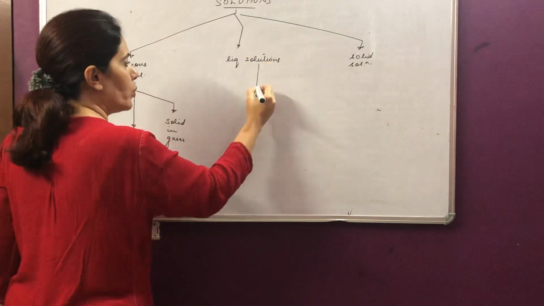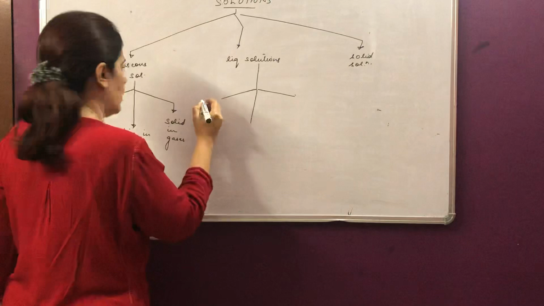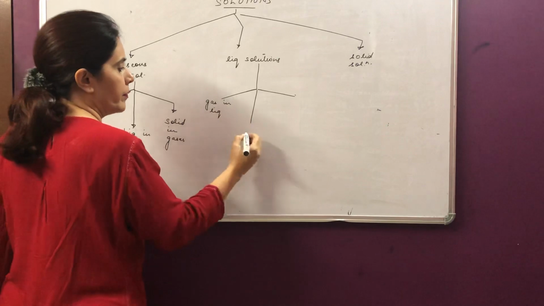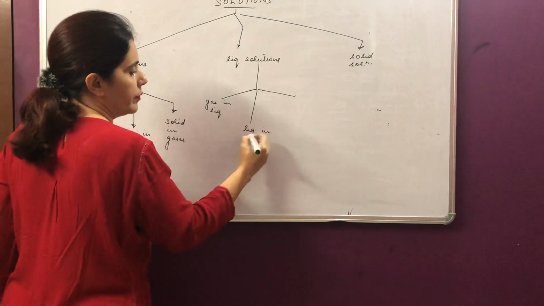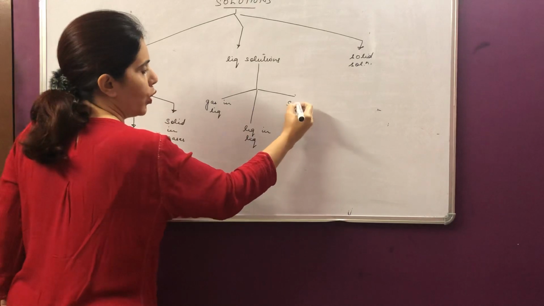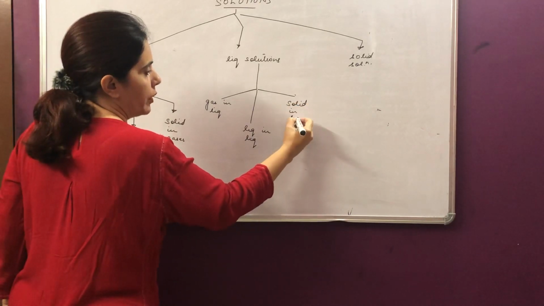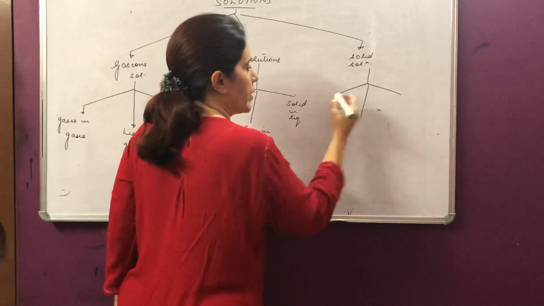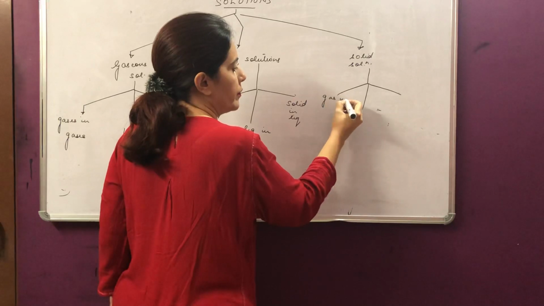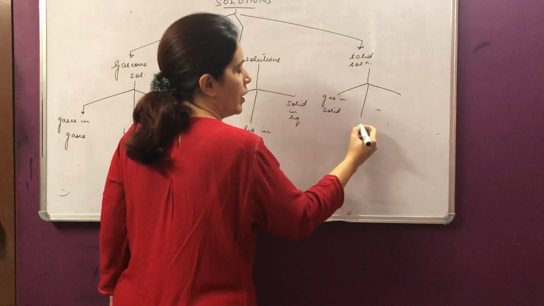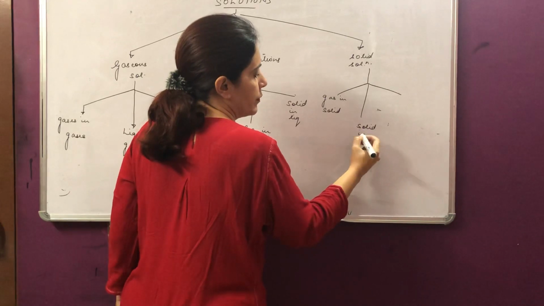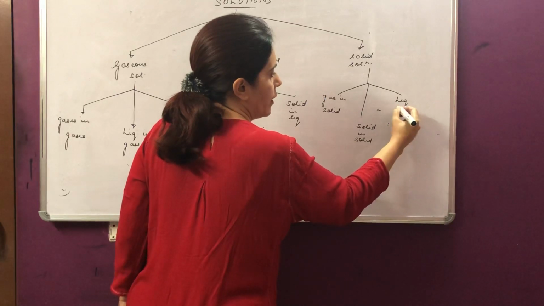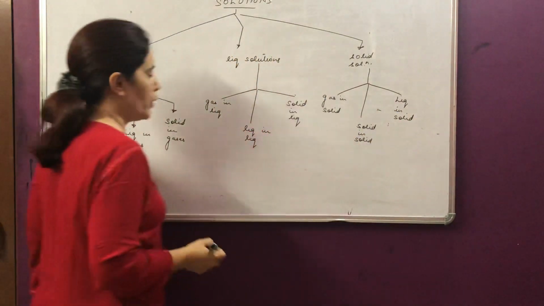So now liquid solutions, they are again of three types: gas and liquid, liquid and liquid, and solid in liquid, right? Similarly, solid solutions will be of three types: gas and solid, solid and solid, and liquid in solid. So let us go for the examples.